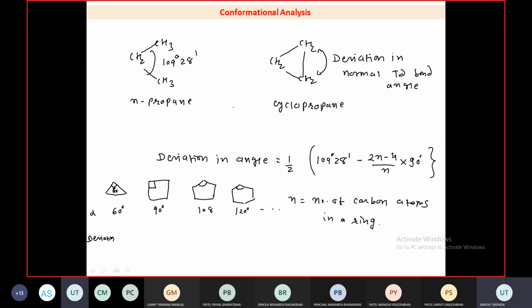With this way, you can calculate deviation. So what is your answer using this formula? Deviation is calculated using (2n minus 4) divided by n, into 90. You can do the calculation by yourself and then tell me the answer. What is it exactly? N is equal to the number of carbon atoms in a ring. You can take 3 here. So 2 into 3 is 6, 6 minus 4.